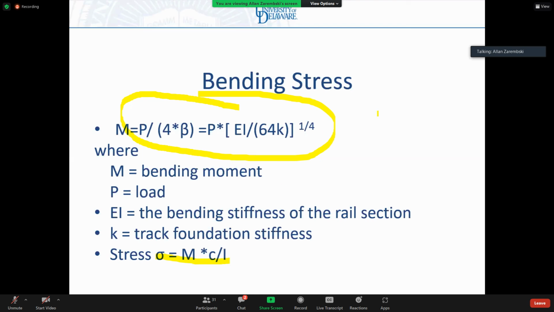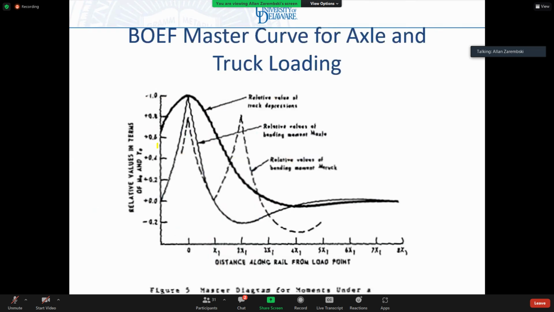If you have a two-axle situation, then you have one moment, a second moment, and then your maximum moment combined from superposition, just like we went over in class a couple of lectures ago.